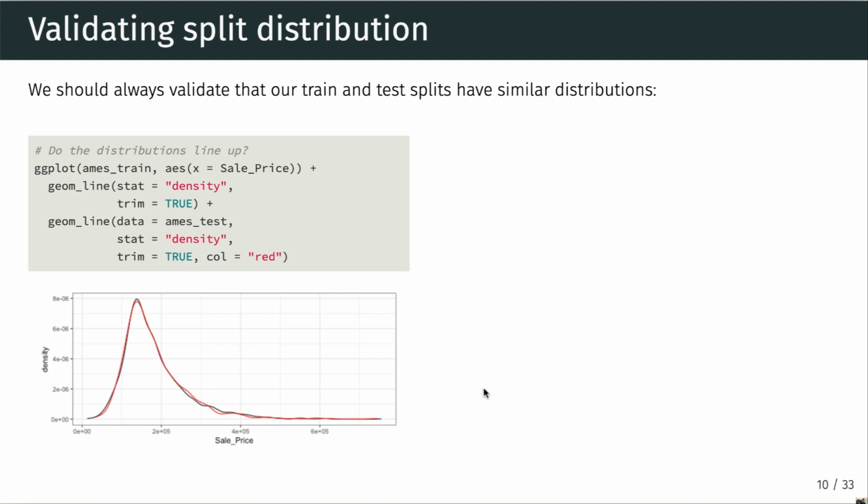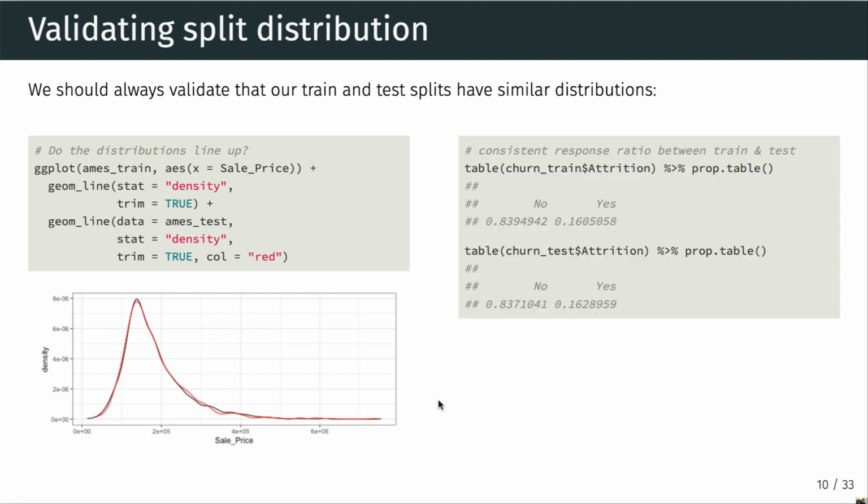So how does this look? If we look at the Ames data, we could look at the distribution of our sale price variable. Recall, this is the target variable that we want to predict. We can see here the black line is the distribution of the sale price in our training data, and the red line is the distribution of sale price in our test data. You can see that, in fact, their distributions are very similar. So we should be good to go there.